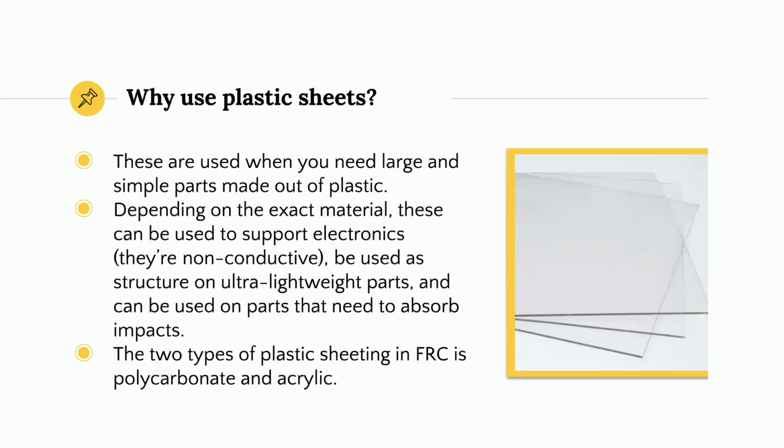Plastic sheets. Why use plastic sheets? These are used when you need large and simple parts made out of plastic. Depending on the exact material, these can be used to support electronics because they're non-conductive, be used as structure on ultra lightweight parts, and can be used on parts that need to absorb impacts. The two types of plastic sheeting in FRC are polycarbonate and acrylic.